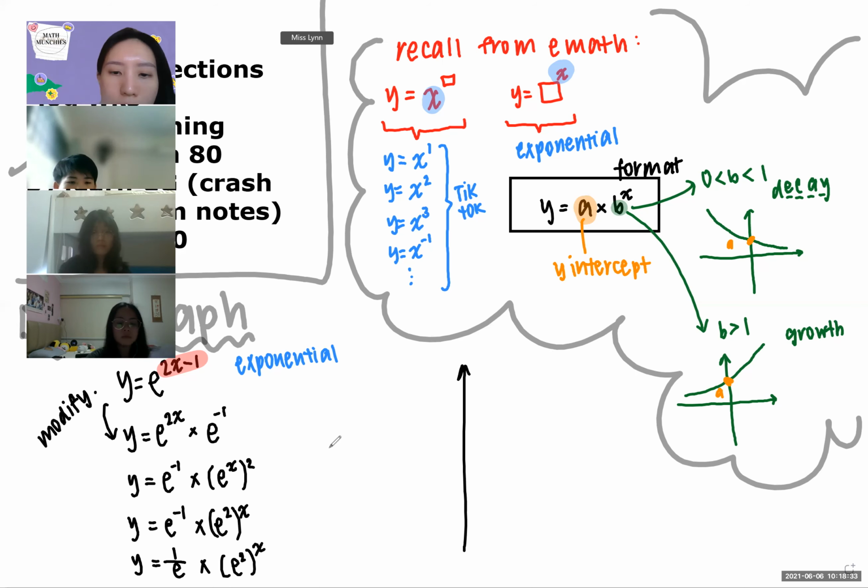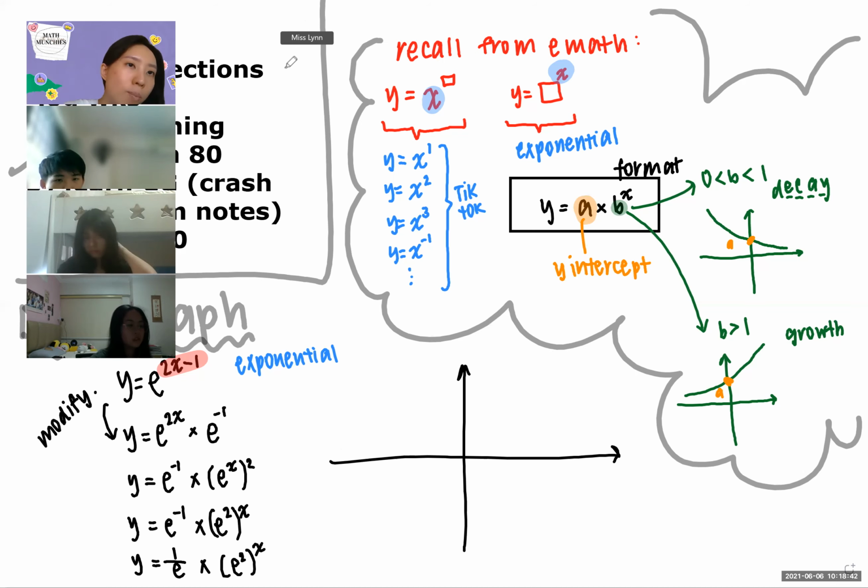So right now I can start drawing already because it's in the right format. So the orange one is my A. Who is my y-intercept if we look at the format now? So now the format is good. What am I going to do? Who is my A for this case? Who is my A, my y-intercept? 1 over e. This is my 1 over e.